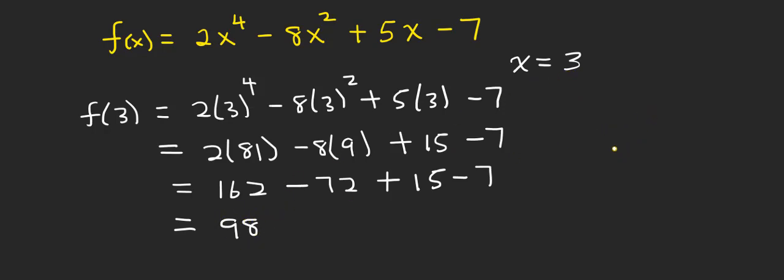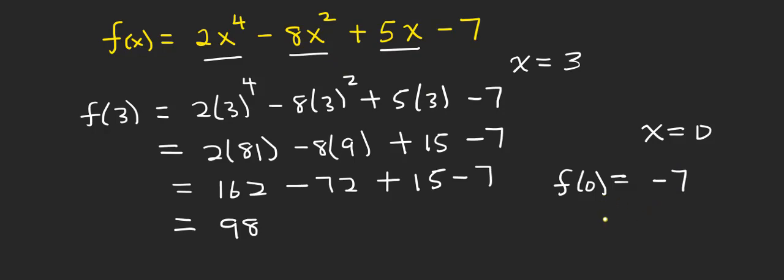That's what it means. What about if you want to evaluate when x equals 0? In other words, we've got to find f of 0. That's pretty simple because 0 times anything is 0. So that goes to 0, this goes to 0, that goes to 0. You end up getting negative 7. That means when x equals 0, the y value will be negative 7 on this polynomial. What about this one? When x equals 3, the y value will be 98. That means this polynomial will have a point at (3, 98) and (0, -7).